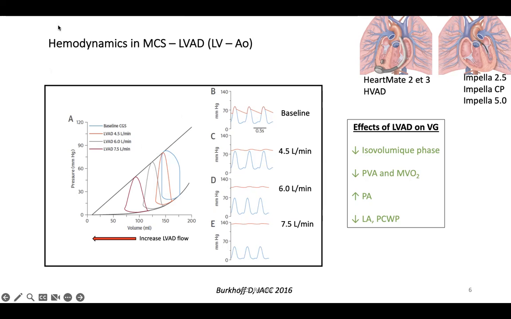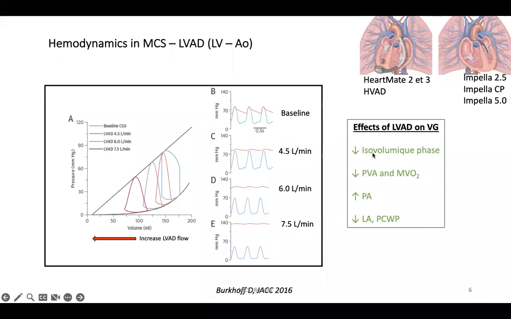And if you look at the curves here, the shape of the curves are triangular, not rectangular as they used to be at baseline, because the ejection through the aortic valve is almost nil. And as you increase the flow, you're going to decrease the end diastolic pressure, and you're going to decrease the end systolic pressure by unloading the left ventricle, and the pulsatility of the arterial line will slowly decrease with a slow increase of mean arterial pressure.